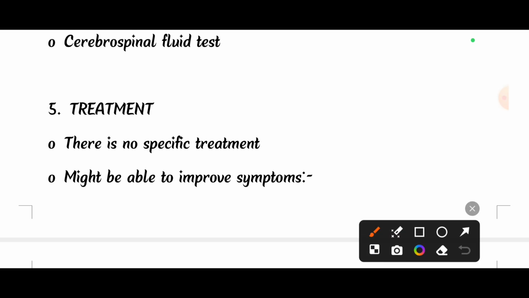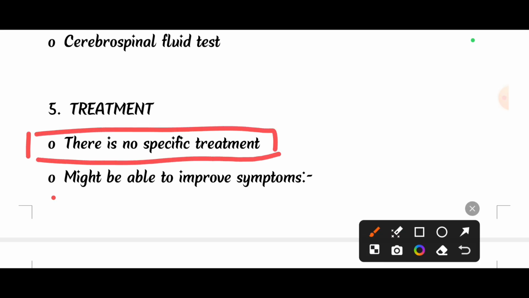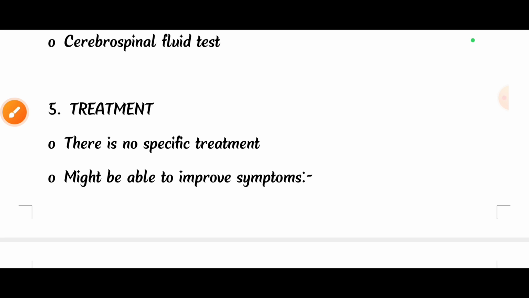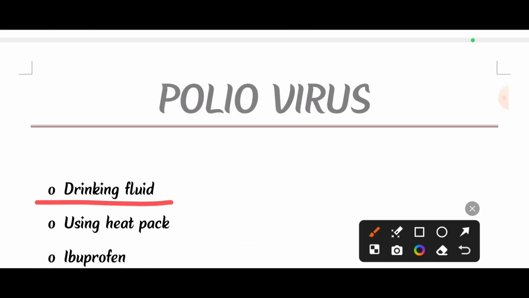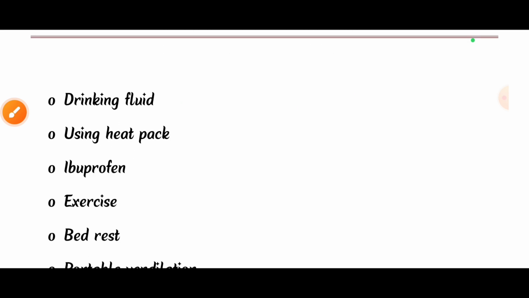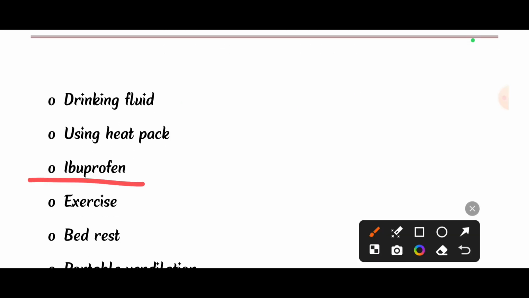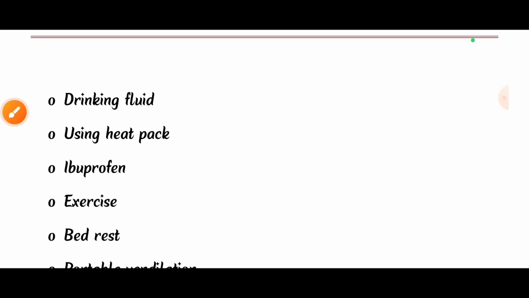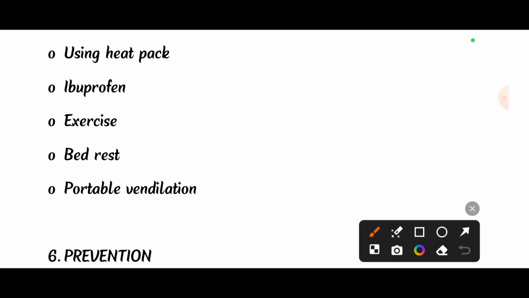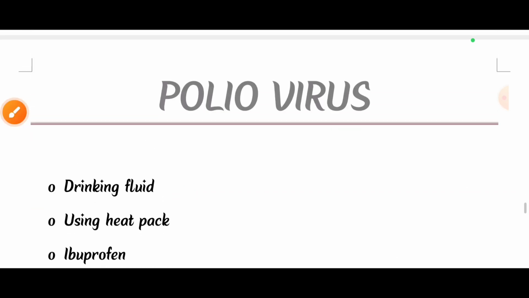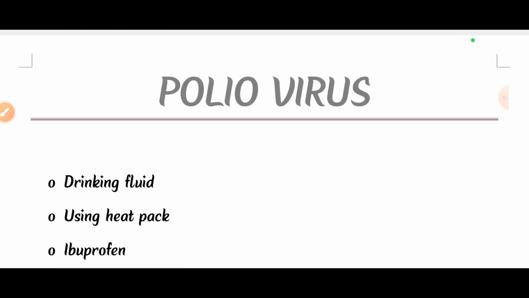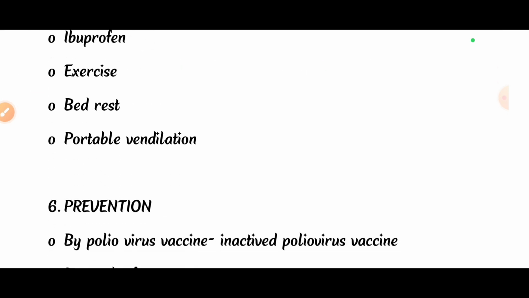Here we talk about treatment. There is no specific treatment for polio; we can only improve the symptoms. Drinking fluids, using heat packs, ibuprofen as a painkiller, exercise, bed rest, and portable ventilation for the symptoms. This treatment can only improve symptoms of polio cases.